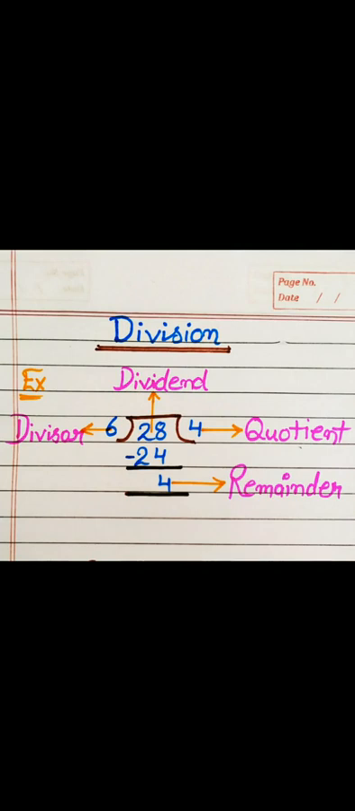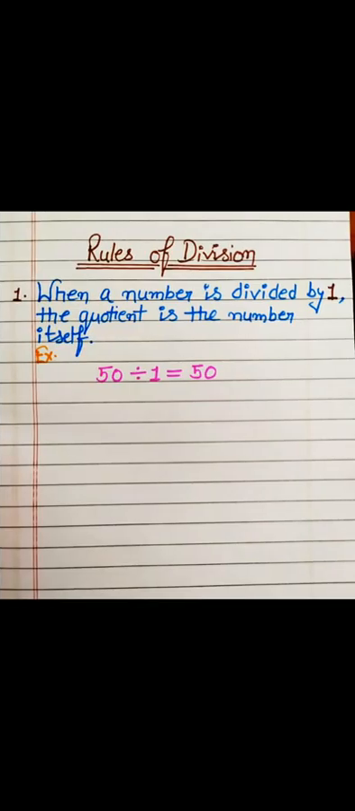Listen, students. The number which we are dividing is called the dividend, here 28, and the number by which we divide is called the divisor, here 6, and the result we got is called the quotient, here 4. And if the divisor does not exactly divide the dividend, then something will be left over, that is called the remainder, here 4. Now let's start the rules of division.